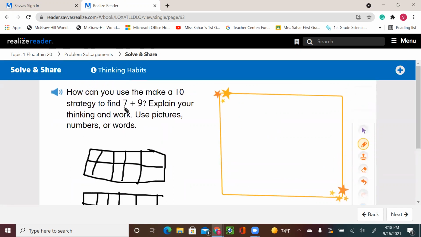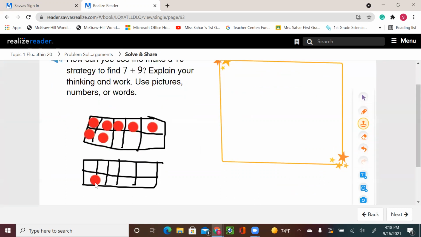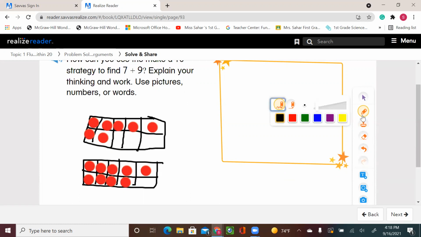Okay, so we have 7 and 9. One, 2, 3, 4, 5, 6, 7. And then the second frame we have 9. So 1, 2, 3, 4, 5, 6, 7, 8, 9. So now I need to make one of these 10 frames 10. So I need to move. I can move either from the bottom 10 frame to the top or from the top to the bottom.